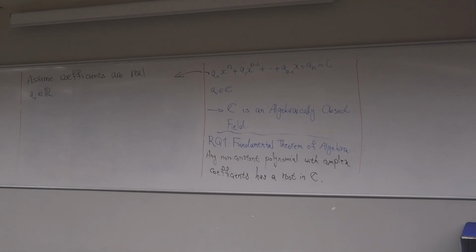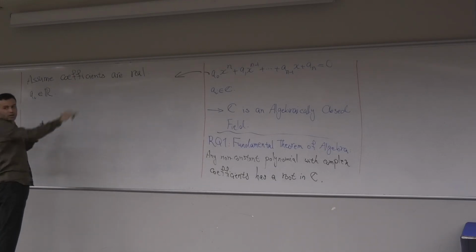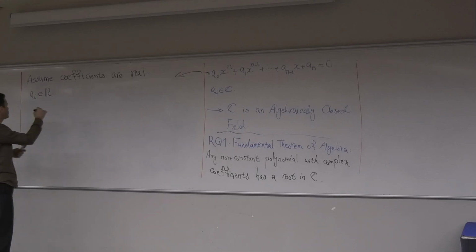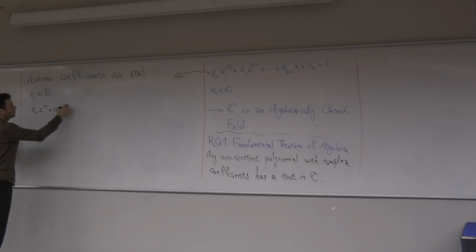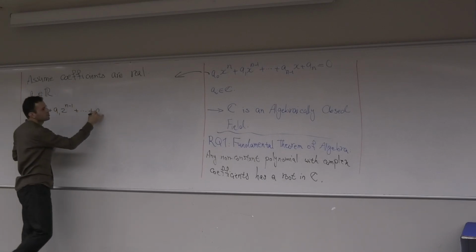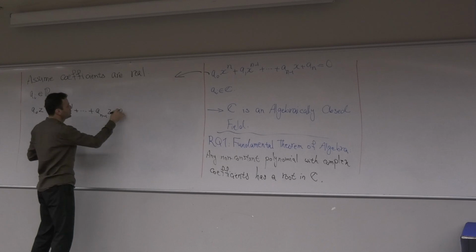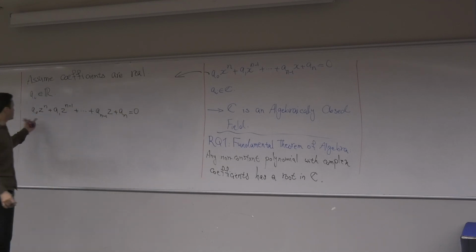If you have a polynomial equation such that its coefficients are real numbers, and if you are able to find a root for it, which is a complex number, let's call it z. If z is the solution of that equation, what will happen? It must satisfy this equation, right? So it is something like this: a_1 z to the power of n minus 1 plus the rest, a_(n-1) z plus a_n equal to 0. This means that z is a root for this one, right?